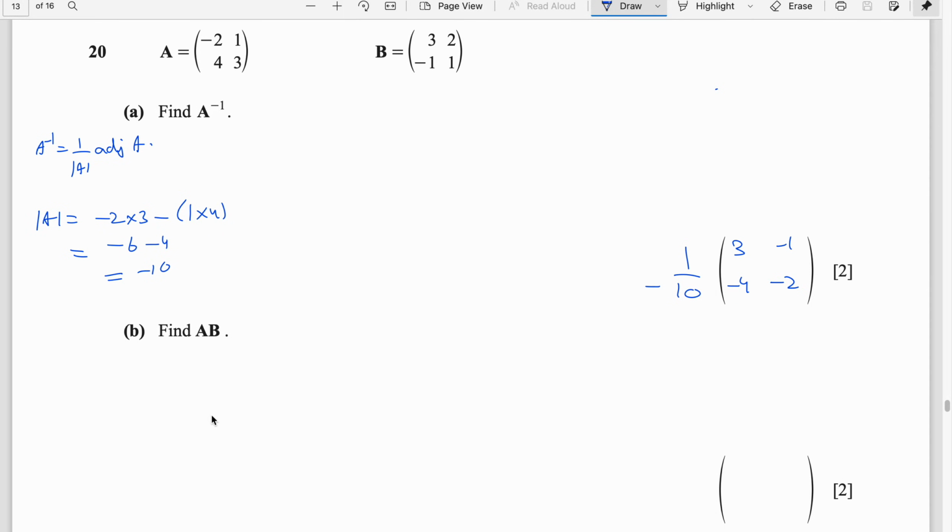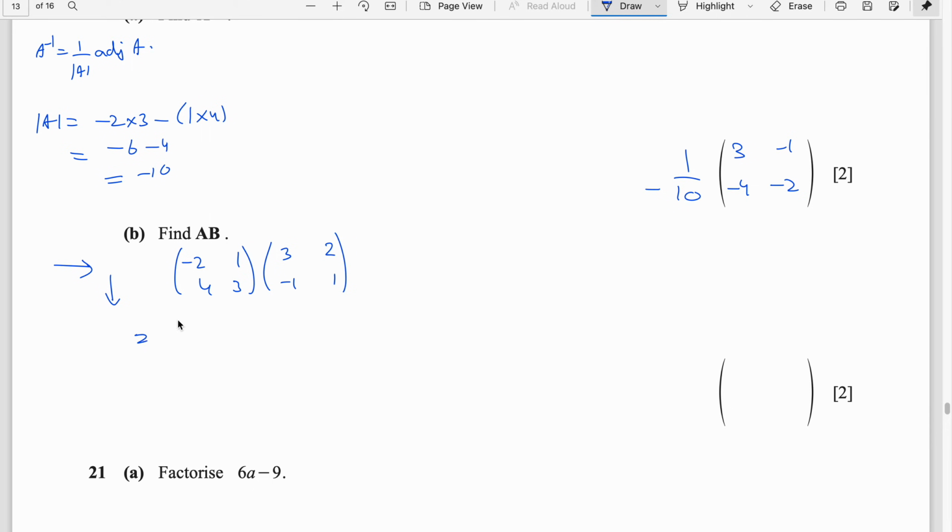Find AB. So multiply these two. Minus 2, 1, 4, 3, and 3, 2, minus 1, 1. Row into column. So this is 2 into minus 3, 2 into 3 is 6. 1 into minus 1 is minus 1. Then row into column: minus 2 into 2 is minus 4, 1 into 1 is 1. 4 into 3 is 12, minus 3, and 4 into 2 is 8 and 3. You simplify them. This is minus 7, minus 3, 9 and 11, and write it in the answer space.